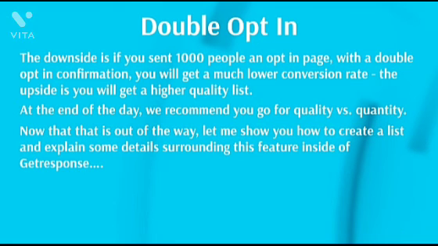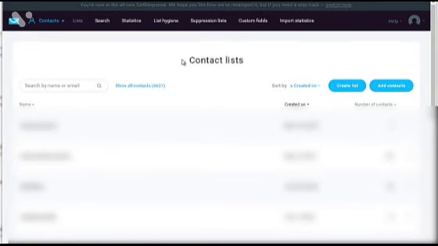So now that that is out of the way and we've talked about the fundamentals and some advanced strategies, let me show you how to create a list within GetResponse and explain some details surrounding this feature. Okay, so as far as creating a list, it's actually very, very easy to do once you understand how everything is laid out. Even though it might take me about 5 or so minutes to teach you, once you get a hang of this and start creating list after list after list, it'll actually be easy.